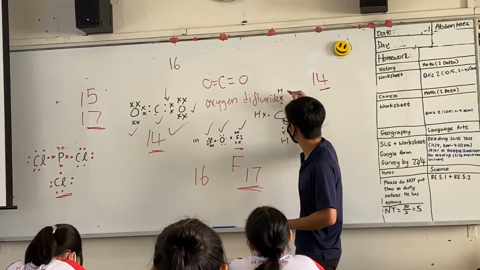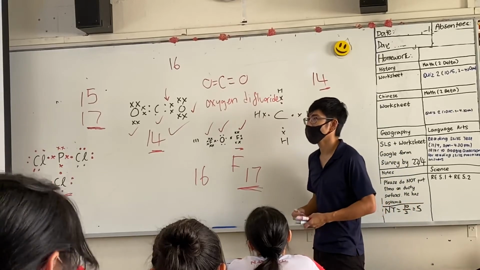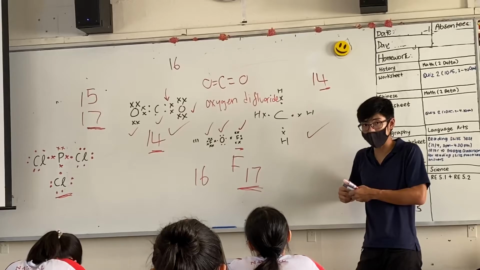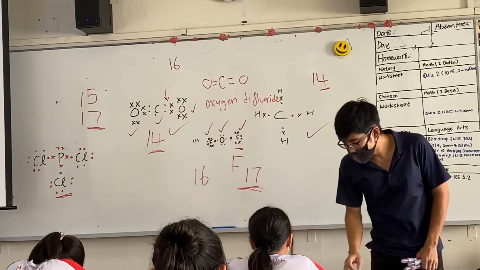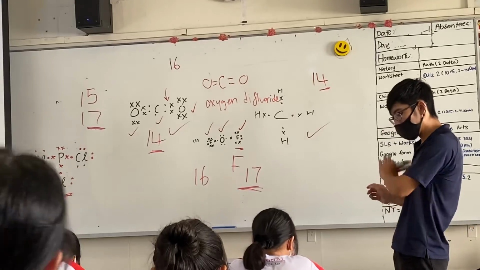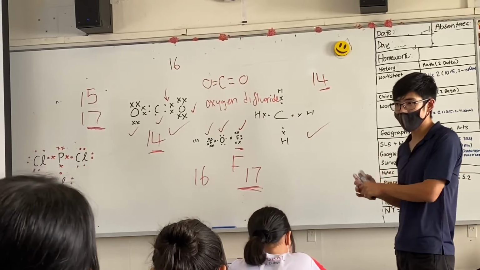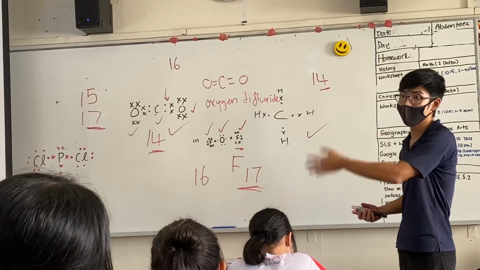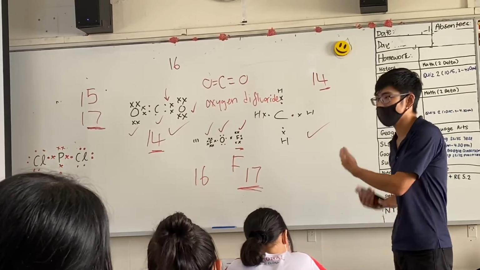Okay, oxygen difluoride. Why can't we call it fluorine oxide? Normally, look at your periodic table. Am I right to say oxygen is to the left of fluorine? Usually when we do the naming, the element that appears on the left-hand side, we put down first. Then we put the other element to the right of it next.